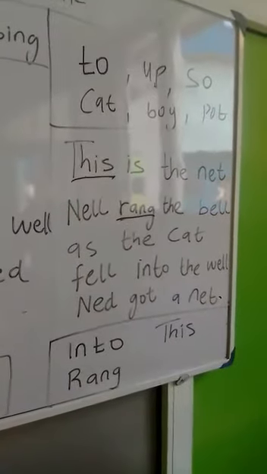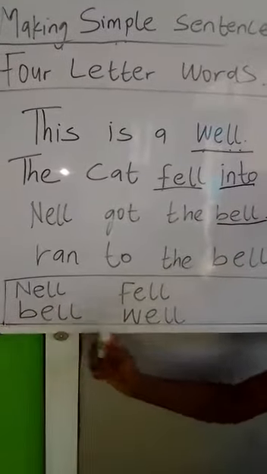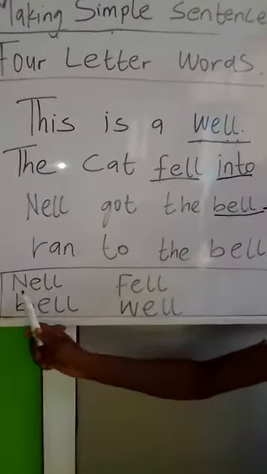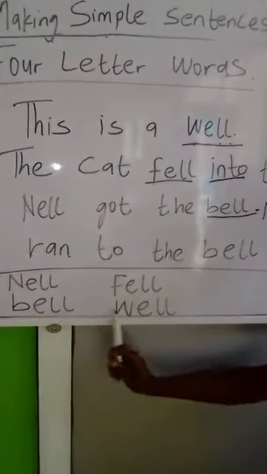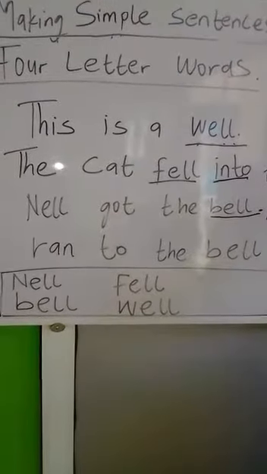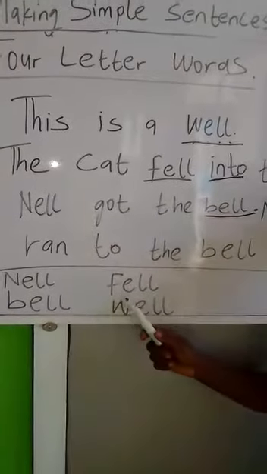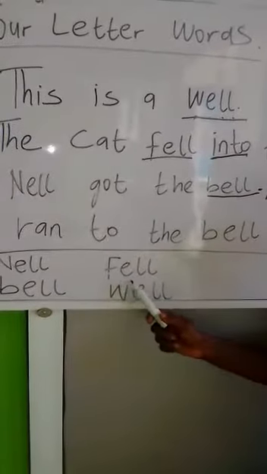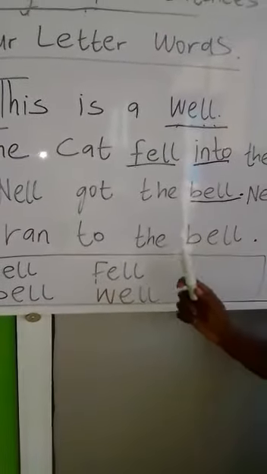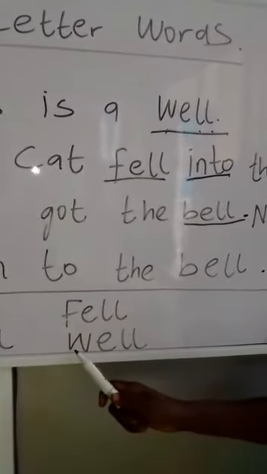Okay. So let's spell some four letter words. W-E-L-L, blend it. We, well. Again? Well. Good. Number two, blend it. Be, bell. Can I say? Bell. Spell bell for me. B-E-L-L, bell. Good. Let's go. Blend it. Fell. Again? Fell. Spell fell. F-E-L-L, fell. Good, let's go.